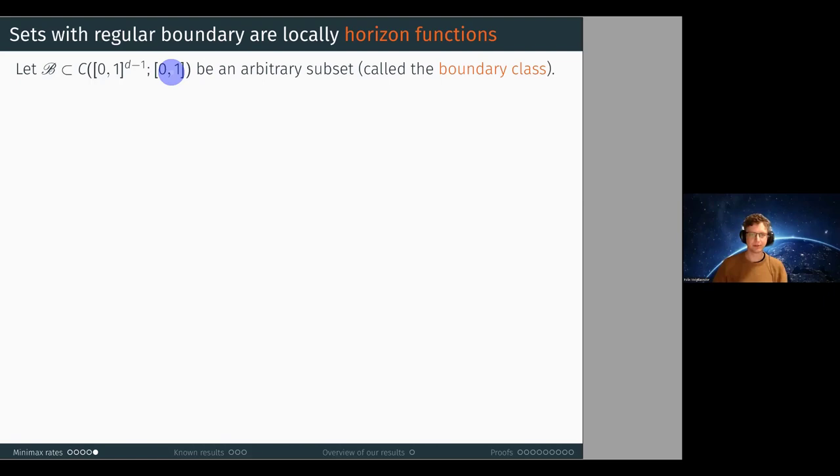This can be any non-empty subset, which I will call the boundary class in the following. What you should think of mainly is that it could, for example, be C^k, meaning that the boundary between the two regions should be C^k regular.